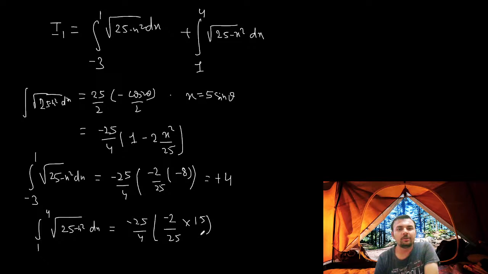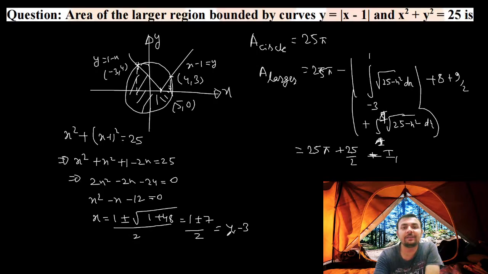So 7.5. Yes. So we have to minus 11.5. So this is nothing but 11.5, which is 23 by 2, which is 25 pi plus 1. This is the area, okay?